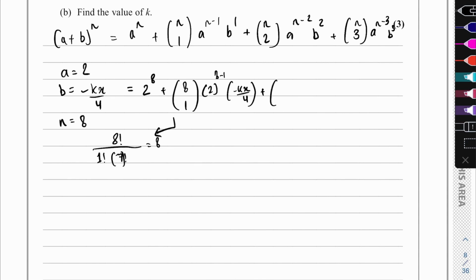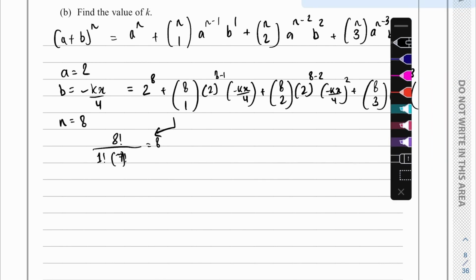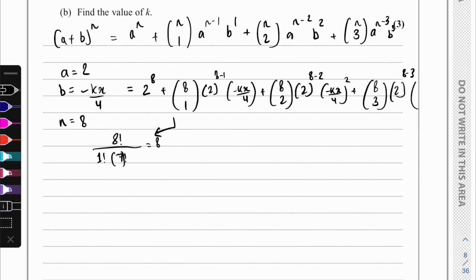So now let's do the same thing. 8C2. Then it's 2 to the power of 8 take away 2, times minus kx over 4 squared. Plus 8C3, 2 to the power of 8 minus 3, multiplied by, let's move this over here, multiplied by minus kx over 4 cubed.